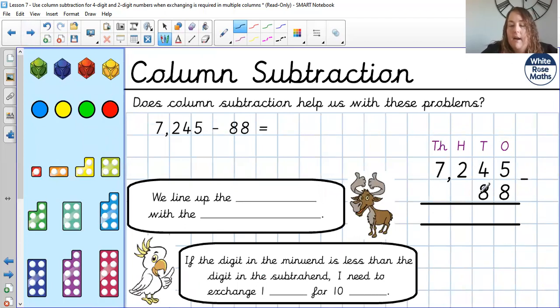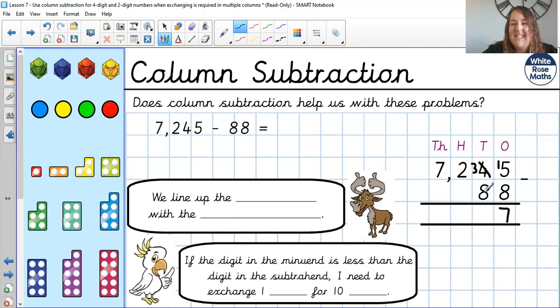Again, lined up my numbers, tens in the tens, ones in the ones: 7,245 subtract 88. So I start with my ones column, 5 take away 8. Can't do that, so I'm going to be crossing out my 4, putting a 3 instead, and popping my 1 next to my 5. So I've now got 15 ones. So 15 take away 8, or 8, 9, 10, 11, 12, 13, 14, 15, leaves me with 7.